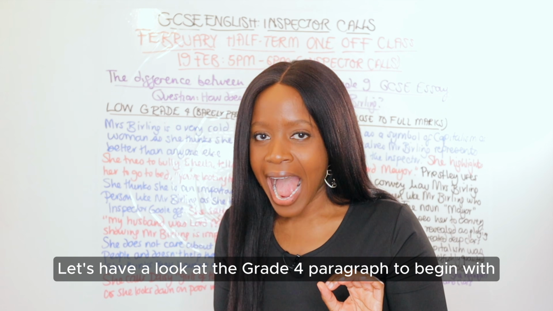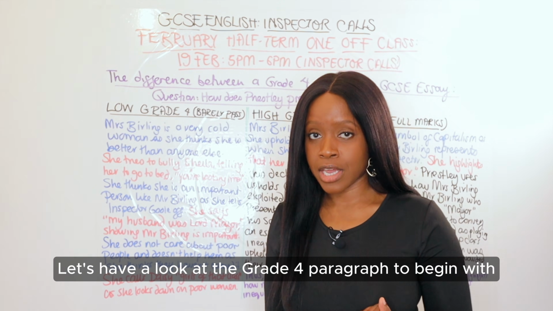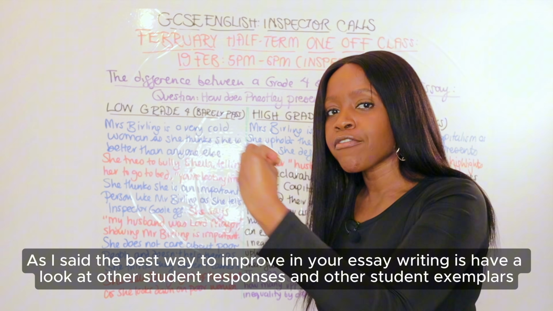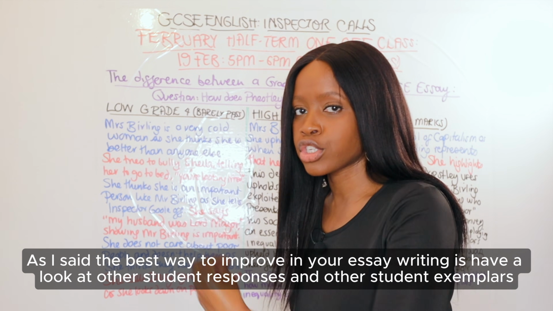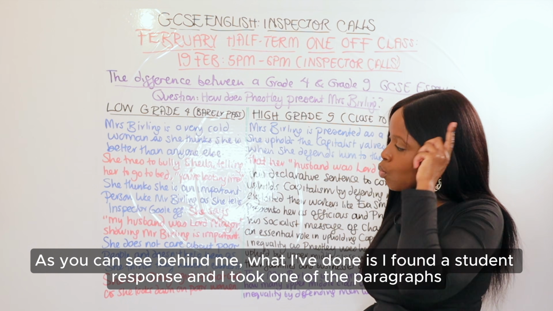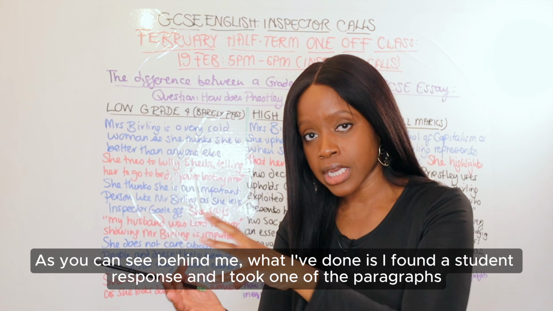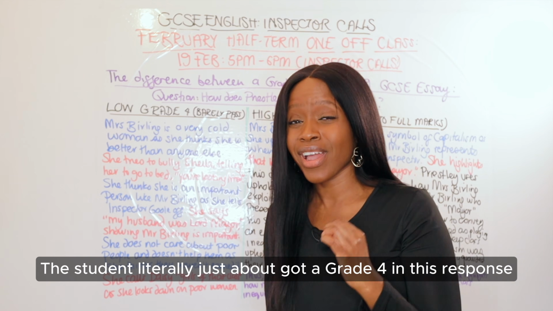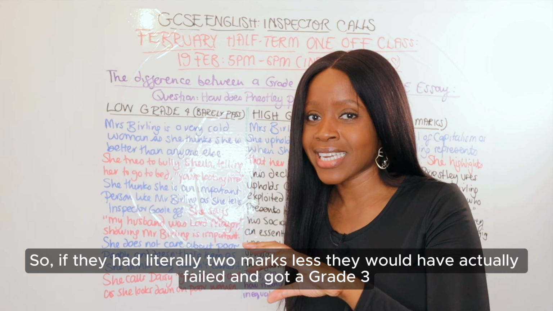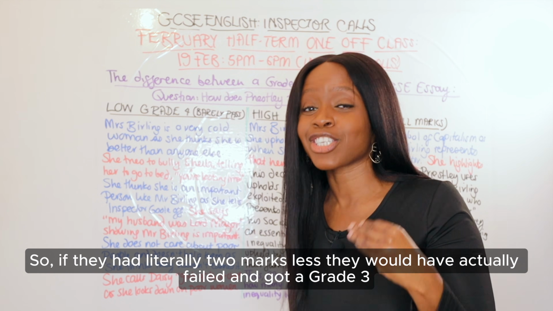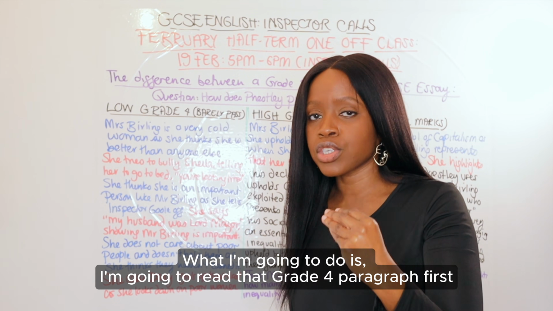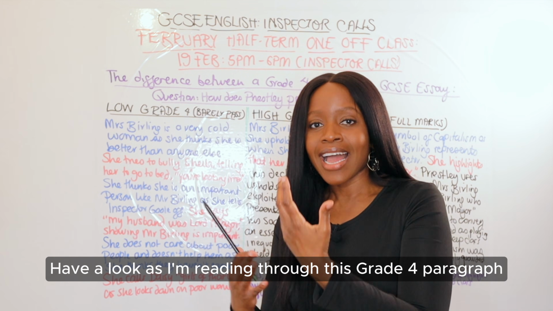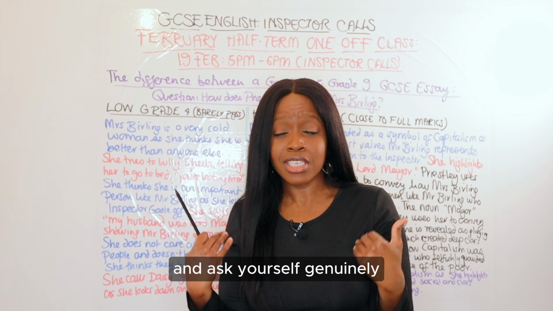So let's have a look at the grade 4 paragraph to begin with. As I said, the best way to improve in your essay writing is to have a look at other student responses and other student exemplars. And as you can see behind me, what I've done is I found a student response. I took one of the paragraphs. The student literally just about got a grade 4 in this response. Okay, so if they had literally 2 marks less, they would have actually failed and gotten a 3. So what I'm going to do is I'm going to read that grade 4 paragraph first. Have a look as I'm reading through this grade 4 paragraph and ask yourself genuinely, okay?